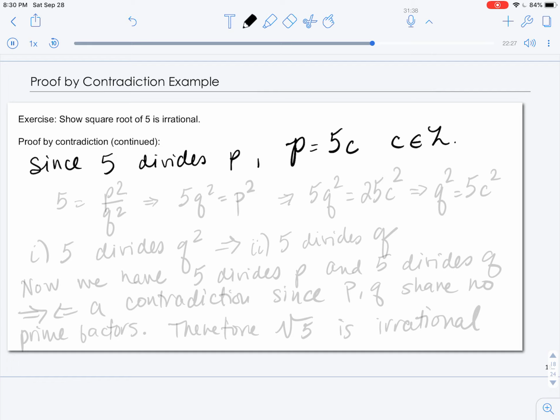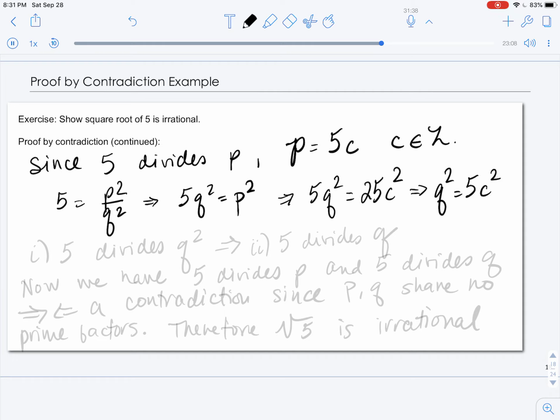Okay, now we can go back to our equation that had 5 is equal to p squared divided by q squared, which is 5q squared equals p squared. And we can just do a substitution. So this is going to imply that 5q squared is going to equal 25c squared. Once we simplify this, we get that q squared is equal to 5c squared.